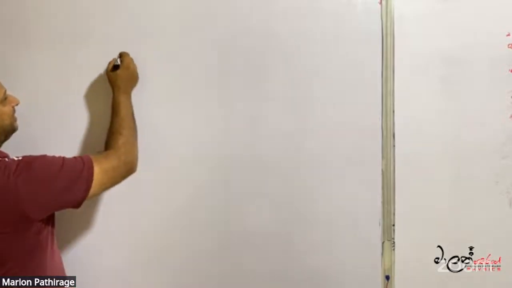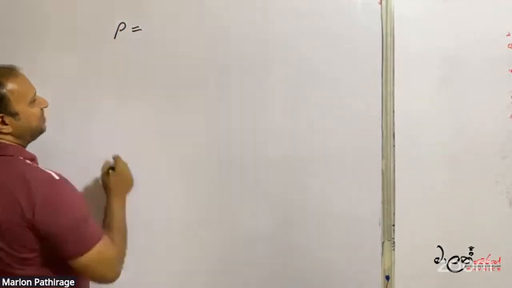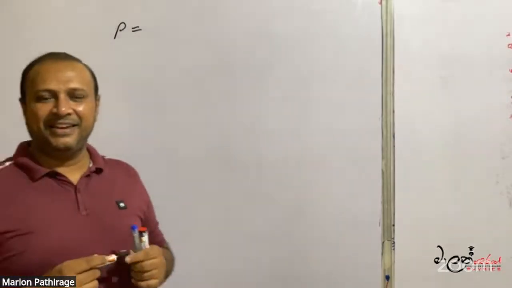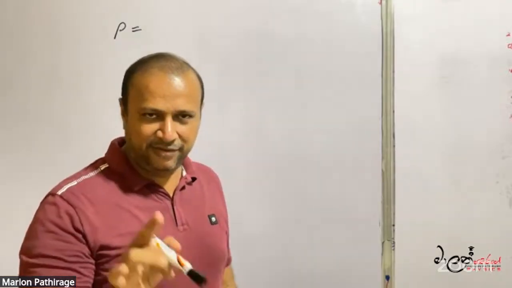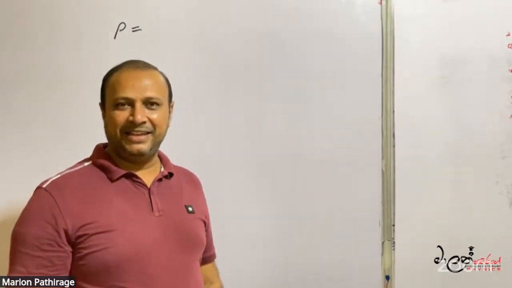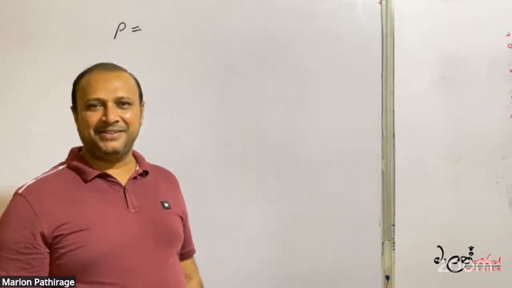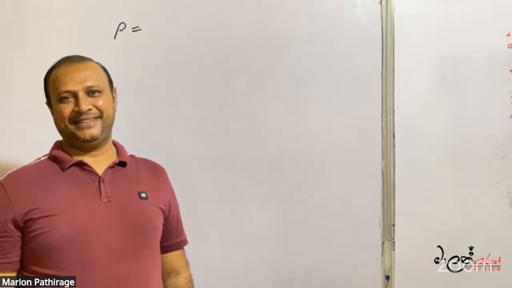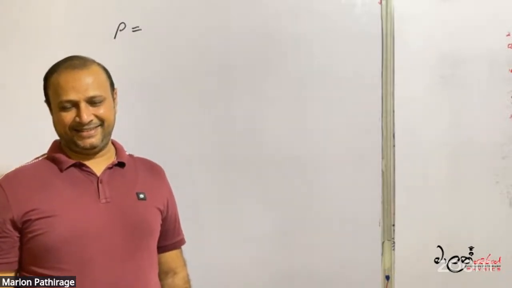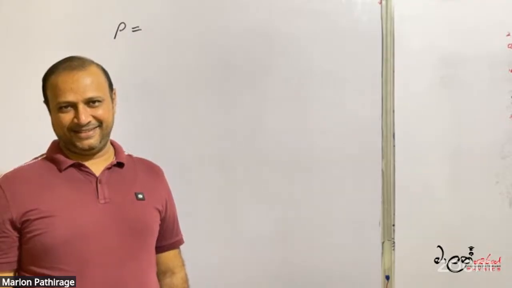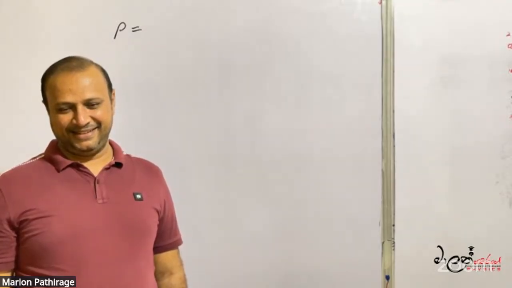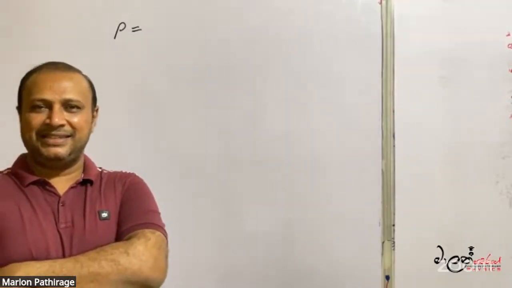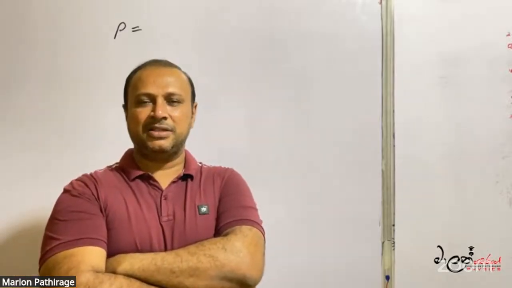If we mix equal masses, the density is equal. Equal masses mixed, how is the density determined?